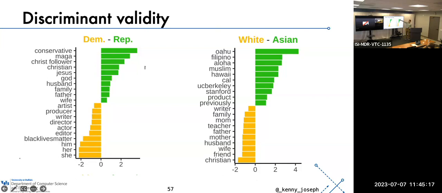So this is from the voter registration record. We take how these people are labeled in the voter records: their race is labeled as either white or Asian. And we ask, what are the identities that show up in bios? This is like a log odds. So for Oahu, the log odds of showing up in the profile of someone who is in the voter record labeled as Asian versus white is like 4x.